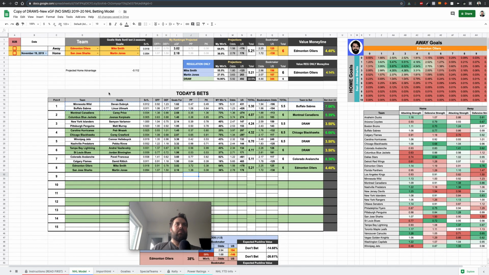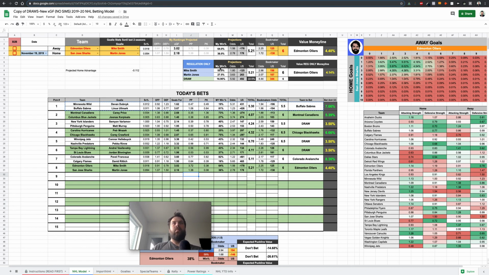So if we go over to the model, you can see I've added in a few different things here. This is pulling in the projected home advantage, as I talked about from the other page, and that just gets tacked on to the home team, whoever the home team is. So obviously in this example, with the Sharks, it would take 0.112 goals away from the Sharks.